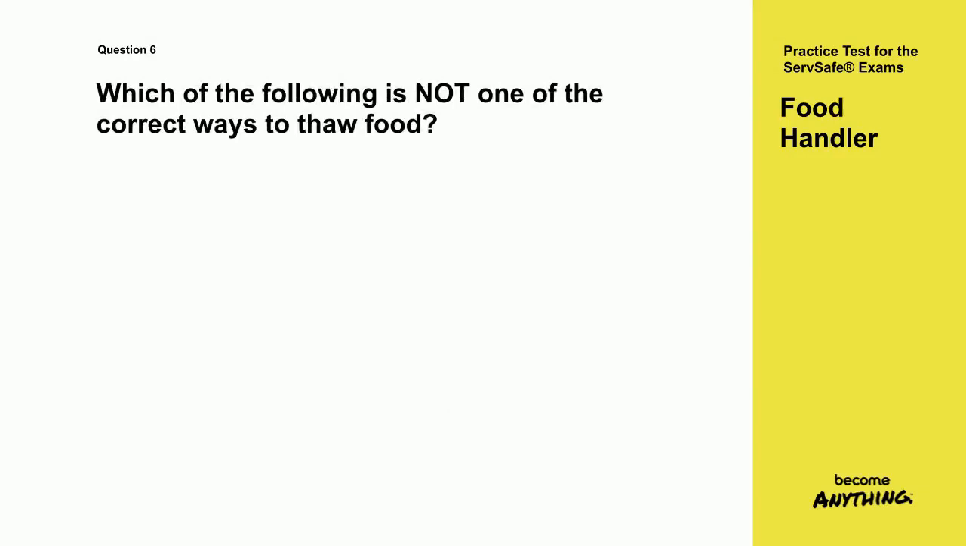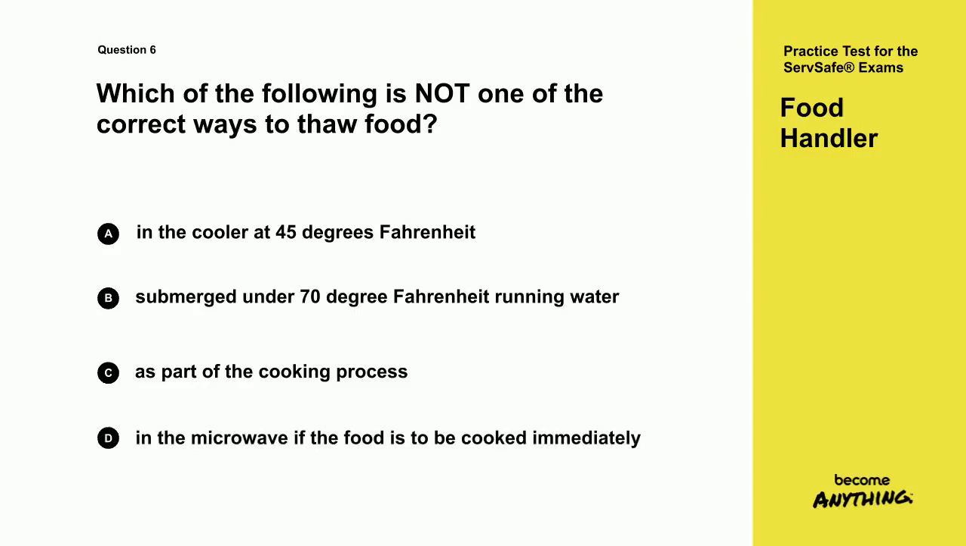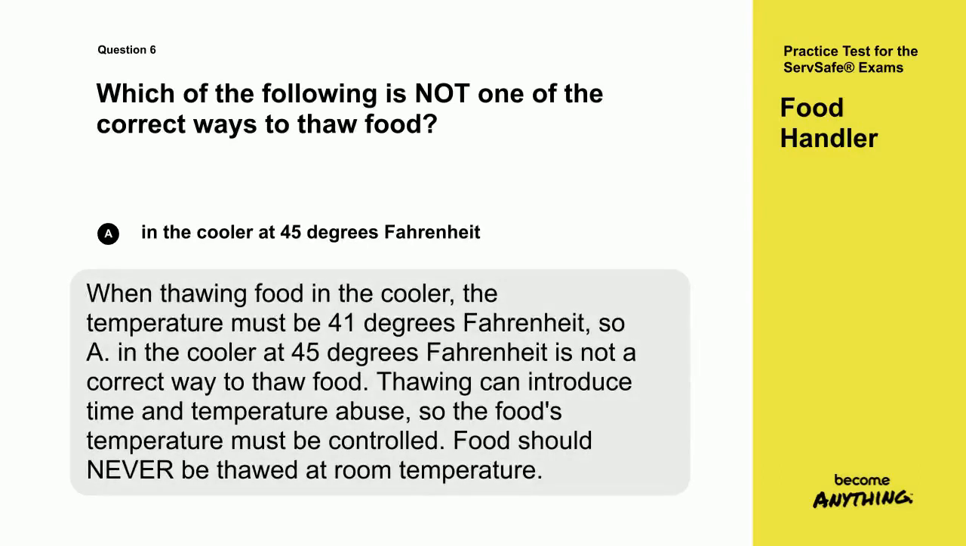Question 6. Which of the following is not one of the correct ways to thaw food? A. In the cooler at 45 degrees Fahrenheit. B. Submerged under 70 degrees Fahrenheit running water. C. As part of the cooking process. D. In the microwave if the food is to be cooked immediately. When thawing food in the cooler, the temperature must be 41 degrees Fahrenheit, so A, in the cooler at 45 degrees Fahrenheit, is not a correct way to thaw food. Thawing can introduce time and temperature abuse, so the food's temperature must be controlled. Food should never be thawed at room temperature.